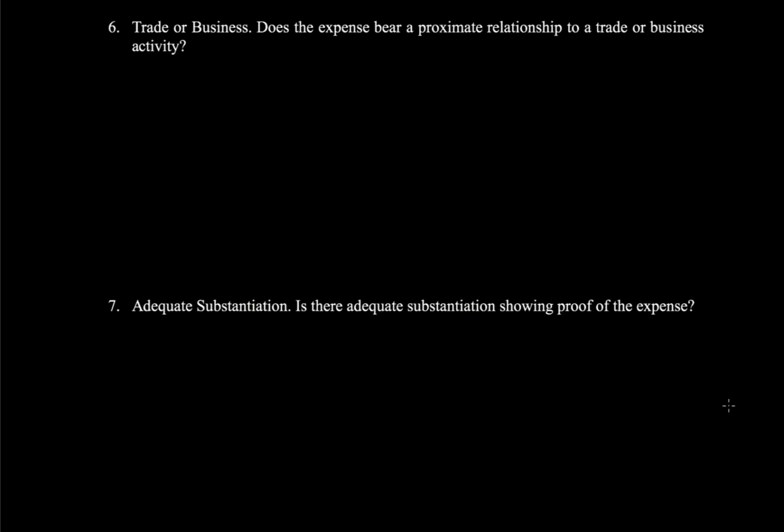First is that the outflow must be ordinary, it must be necessary, it must be an expense, it must be paid or incurred during the taxable year, it must be in carrying on any trade or business, and finally, there must be adequate substantiation. So this video will consider the last 2, trade or business as well as adequate substantiation.